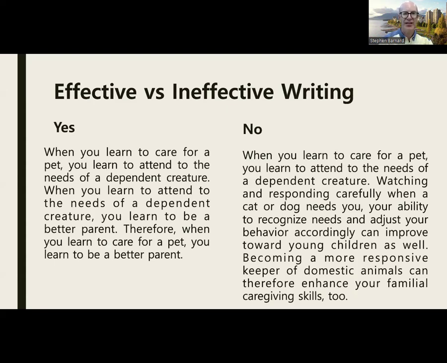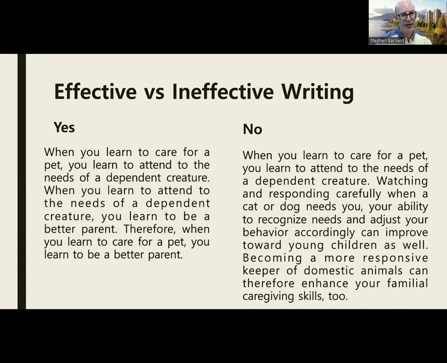So let's take a look at these two examples here. The first one is effective, and the second one obviously does not use consistent terms. When you learn to care for a pet, you learn to attend to the needs of a dependent creature that depends on you. When you learn to depend on the needs of a dependent creature, you learn to be a better parent.